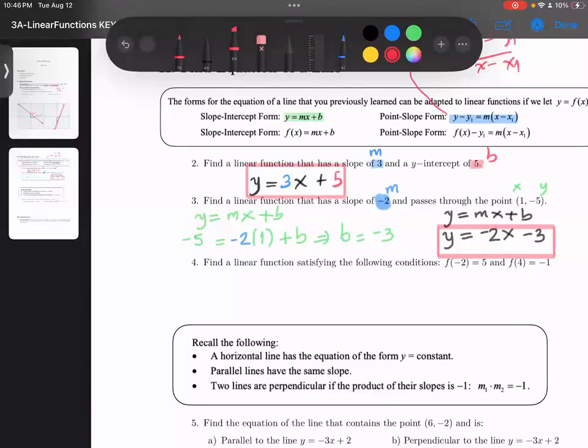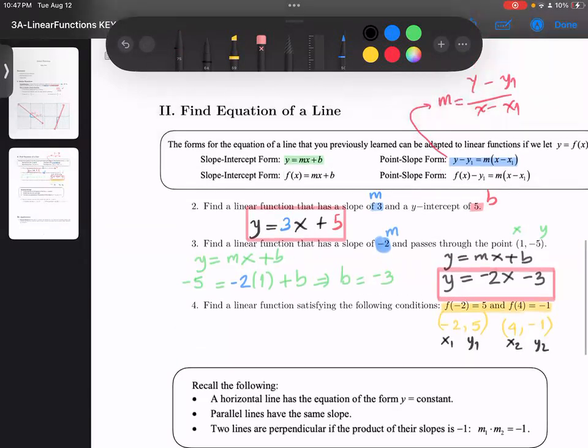All right. Next one, find the linear function that satisfies the following conditions: f of -2 is 5 and f of 4 equals -1. They actually give you points here. So my x1 is -2, the input is -2 and the output is 5. For the second point, the input is 4 and the output is -1. So that will be your x1, y1, x2, y2.